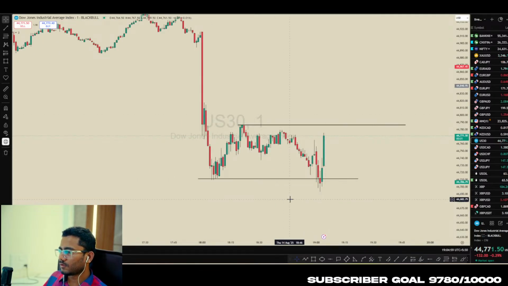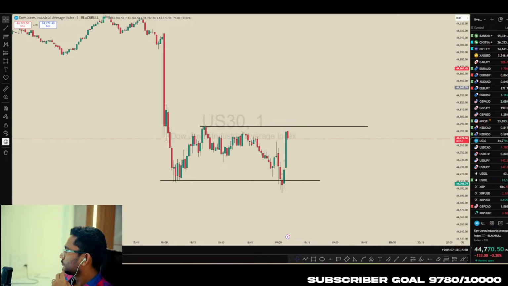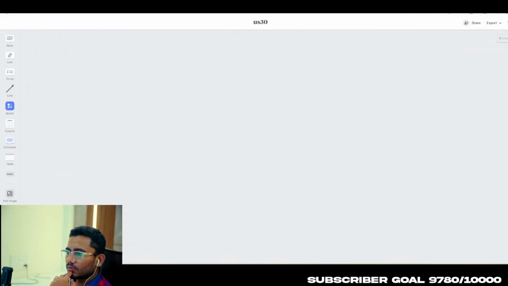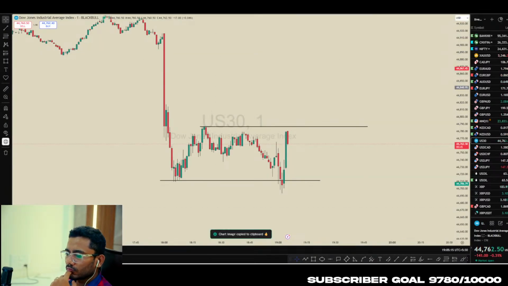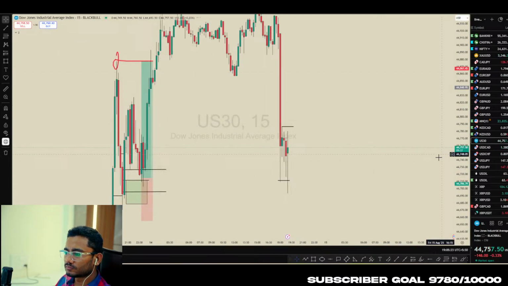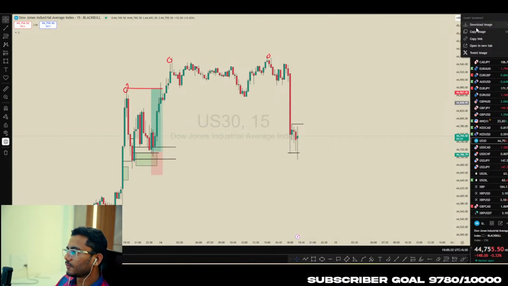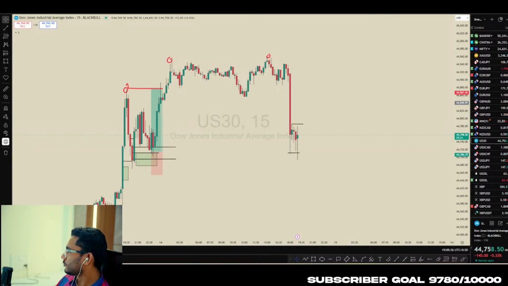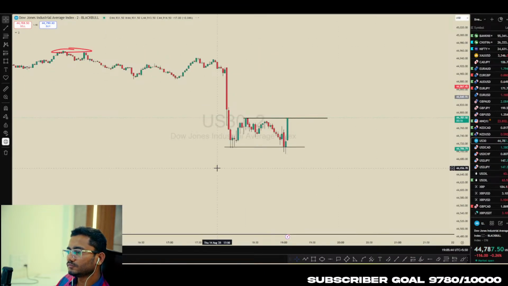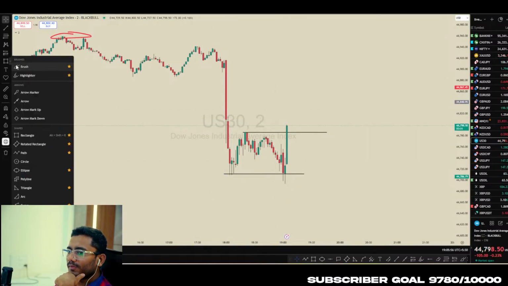So now price is at this sell side liquidity.